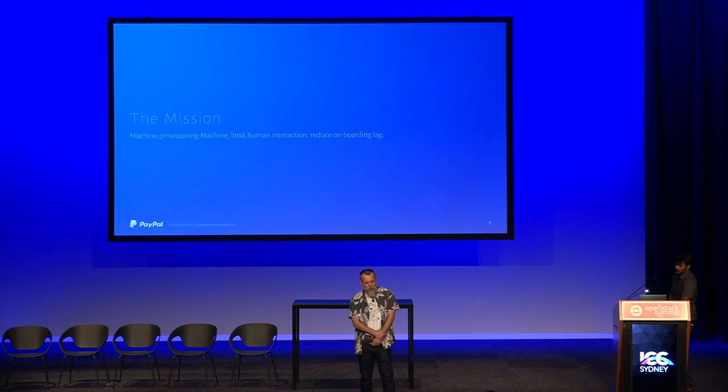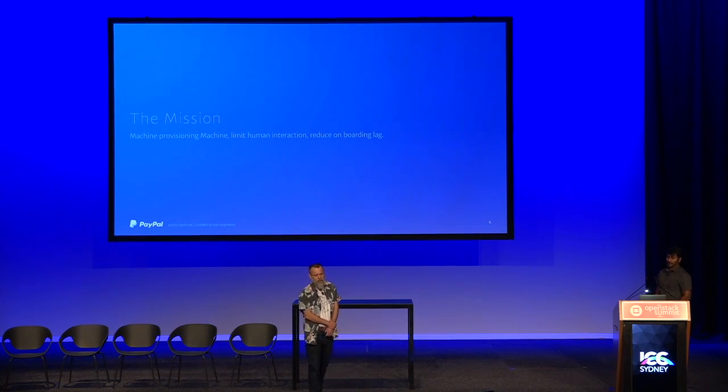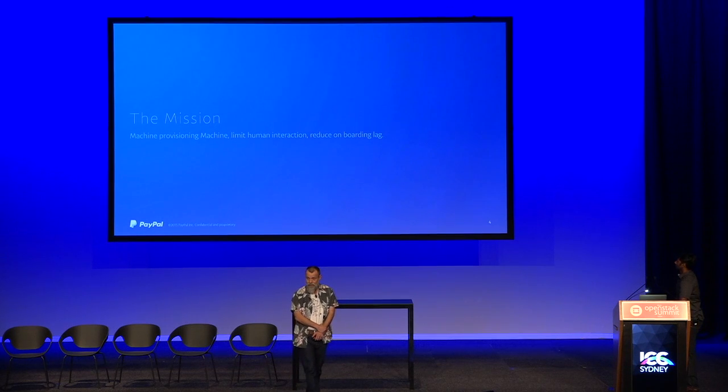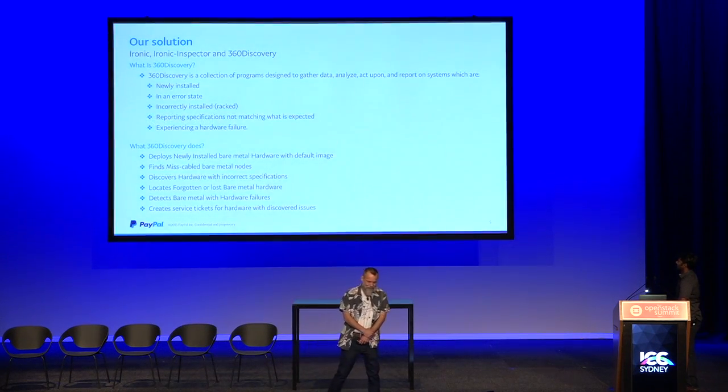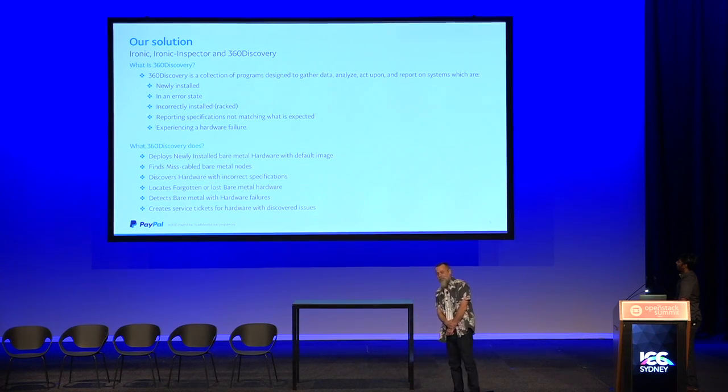The mission that we had was machines provisioning machines, limit human interaction, reduce the onboarding lag, and discover all the things that are in our data centers. Our solution: Ironic, Ironic Inspector, and 360 Discovery.